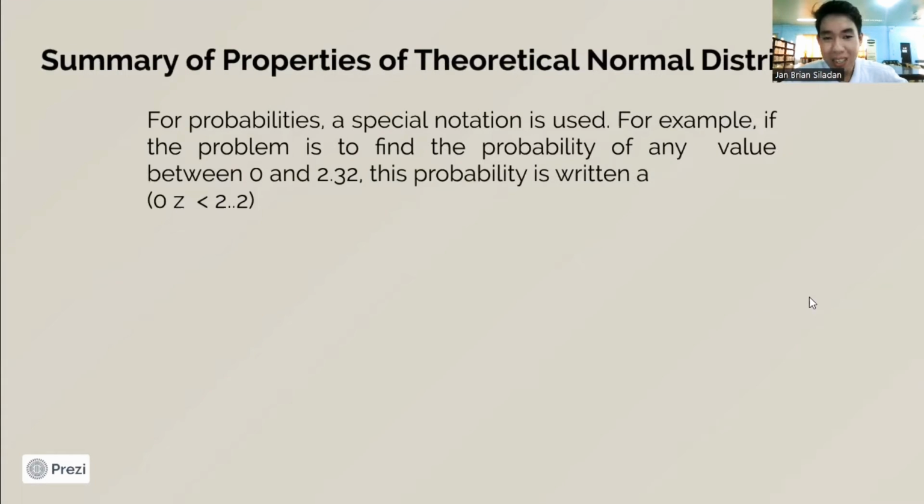For probabilities, a special notation is used. For example, if the problem is to find the probability of any value between 0 and 2.32, this probability is written as P(0 < z < 2.32).